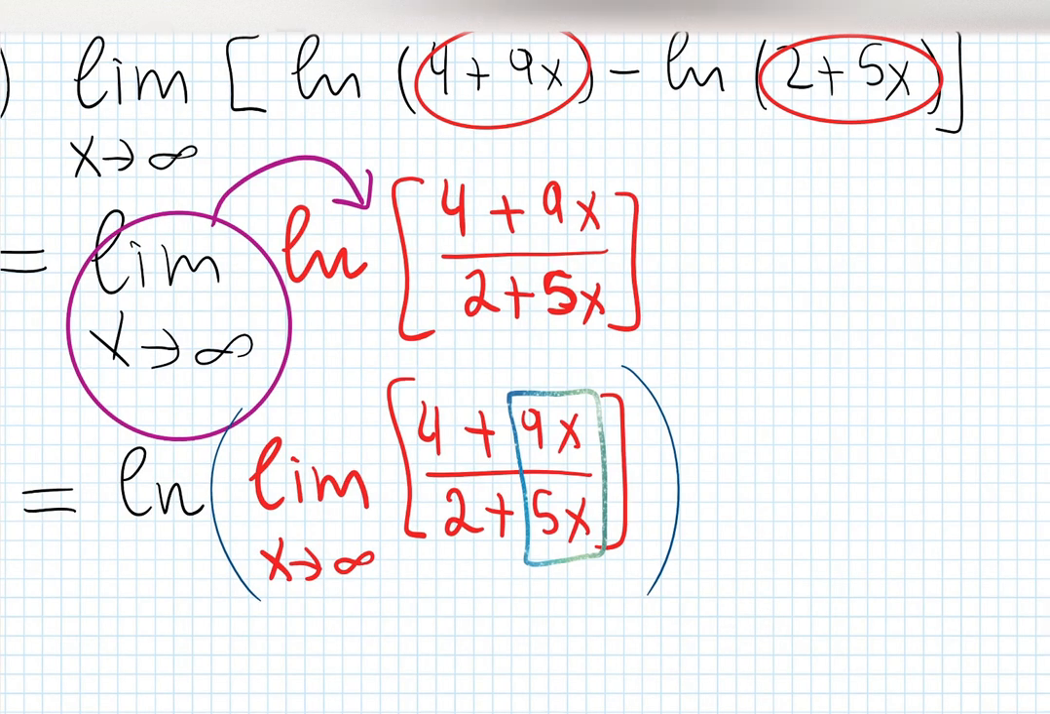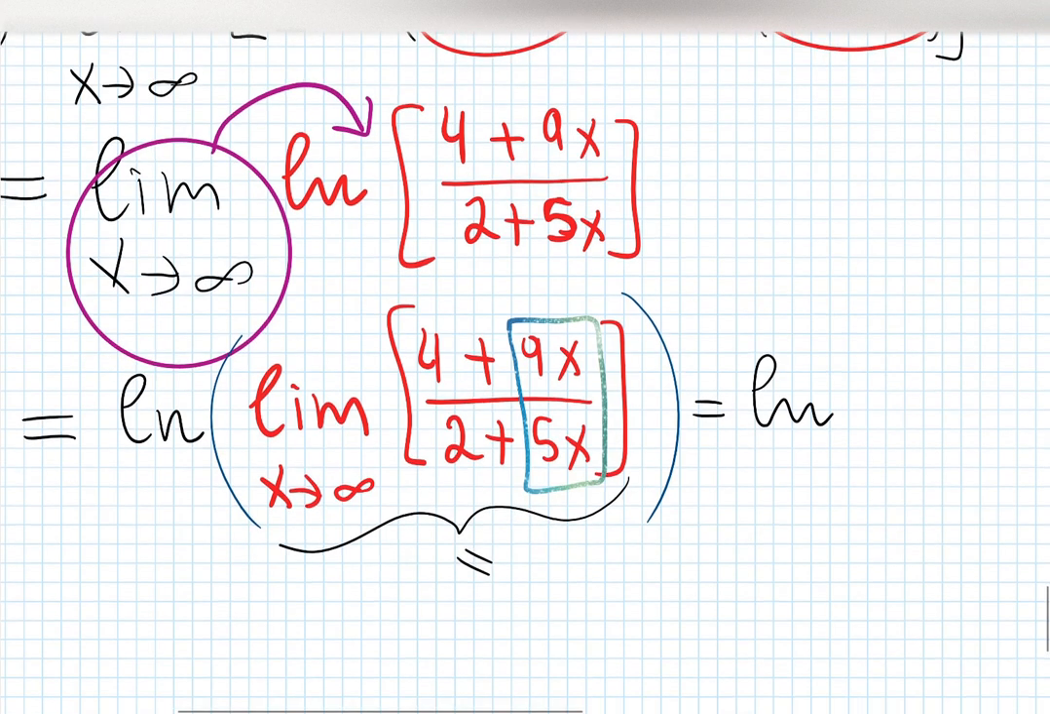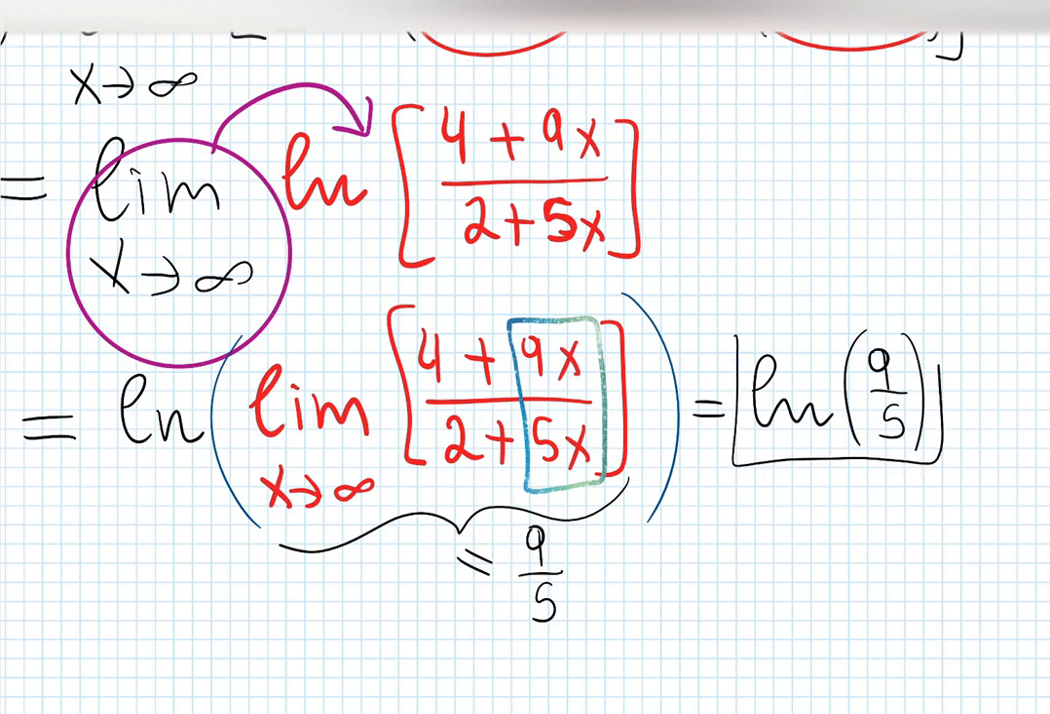So the answer will be, still remember there's a log happening outside, but limit, let me write it down like this. Limit as x goes to infinity. Those ideas work only at infinity. At infinity, 4 plus 9x competes with 2 plus 5x. They have the same speed, so the answer will be the ratio of the leading coefficients. So the answer is log of 9/5, and that's the answer. You can write it as log 9 minus log 5, but nobody usually does that. We like fractions in the answer because it's just convenient to write down.